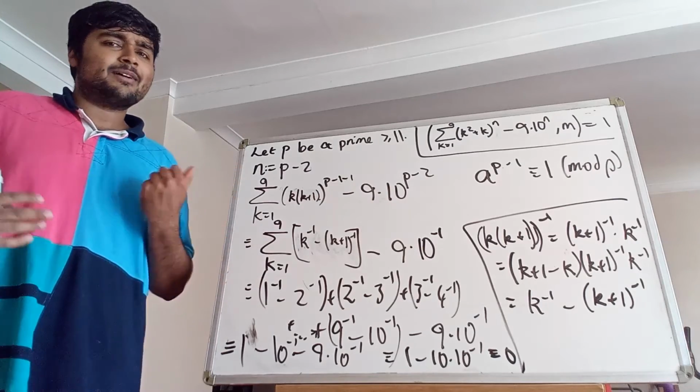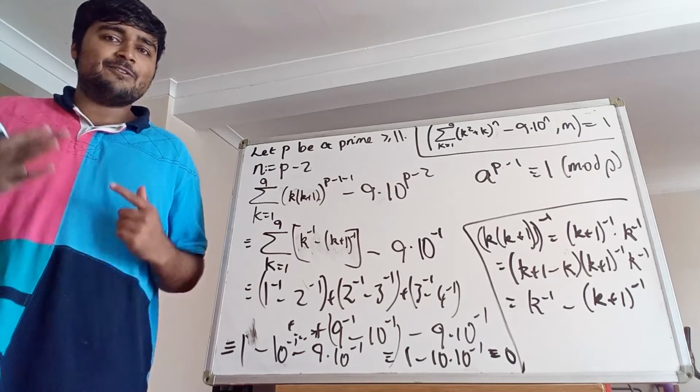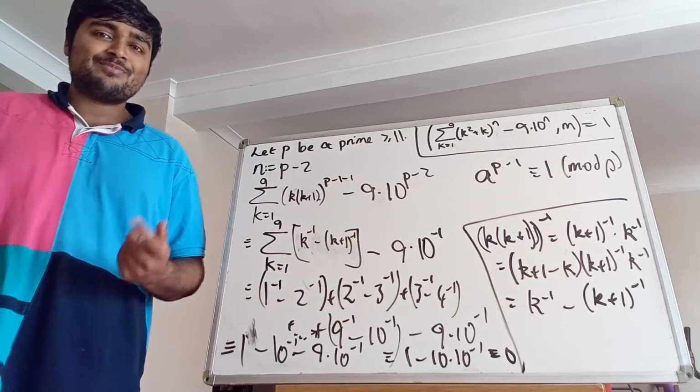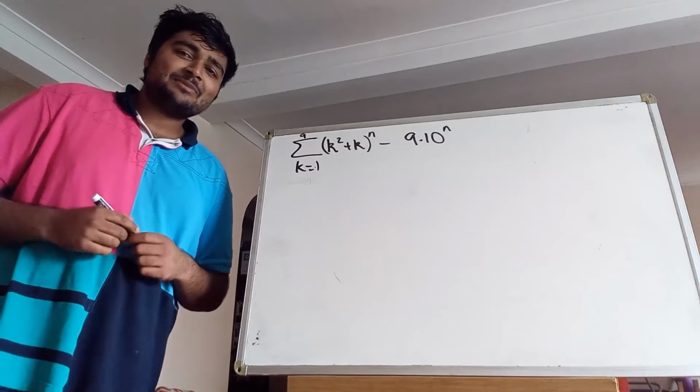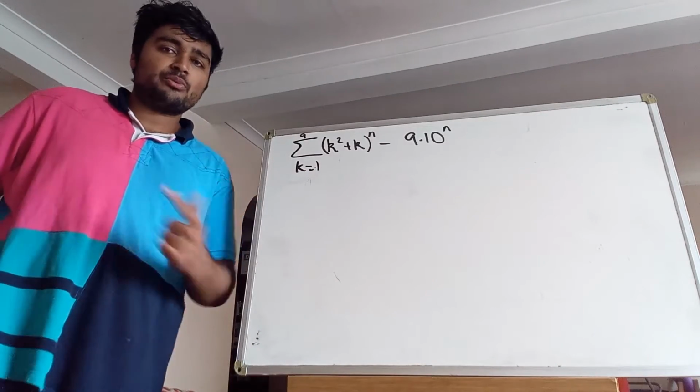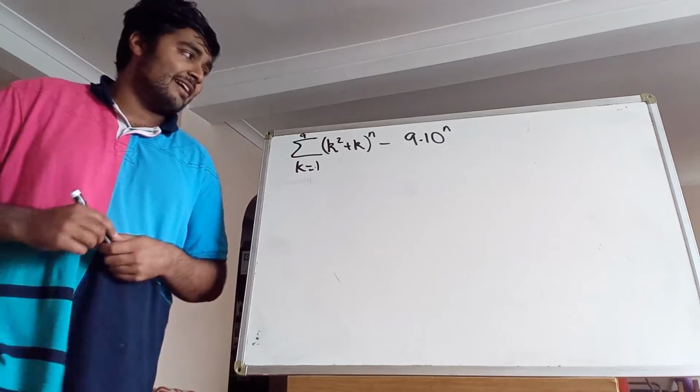We still have to worry about when the primes are 2, 3, 5, and 7. So let me clean up the whiteboard and we'll continue. Okay, so the next thing we need to do is worry about primes 2, 3, 5, and 7, and we'll do that in that order.